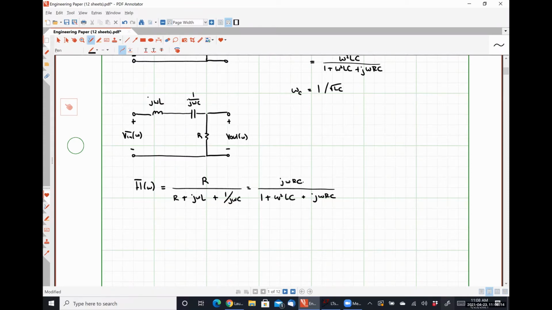To get our frequency response and phase response, we're going to have to get this guy into a rectangular form. So that means I'm going to multiply this by 1 plus omega squared LC minus j omega RC.